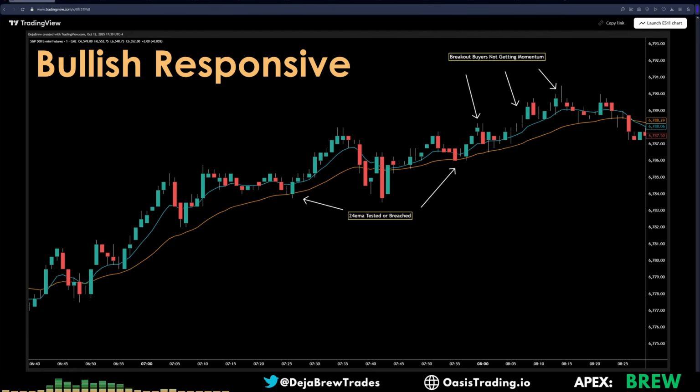So one thing you want to look for on these responsive days, this would be an example of a vertical distribution because that would be obviously to the upside, vertical meaning up. So 24 EMA is tested or breached multiple times during this trend.